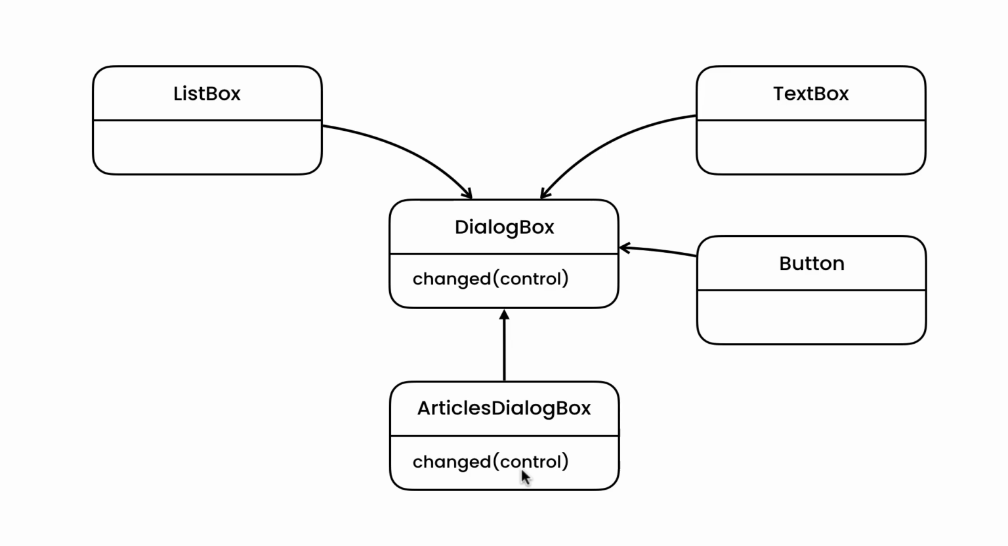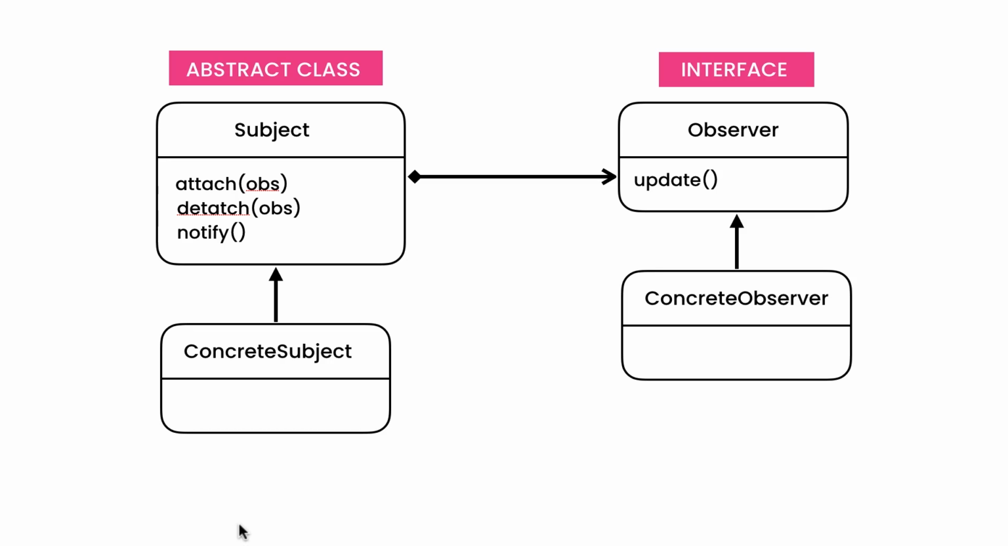To solve this problem, we can implement the mediator pattern using the observer pattern. Let me show you what I mean. First, let's quickly review the structure of the observer pattern. In this pattern, we have this subject that notifies observers when its state changes. As you can see, the subject class talks to observers using an interface.